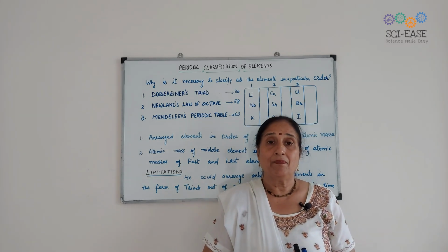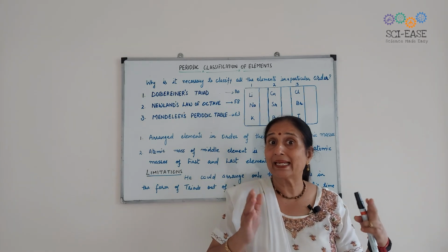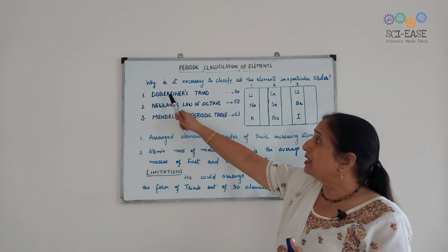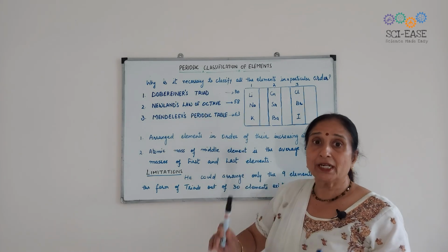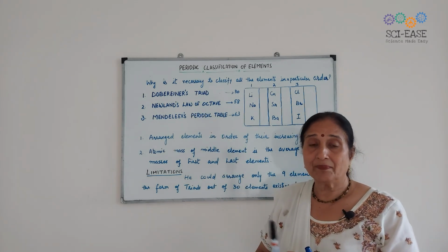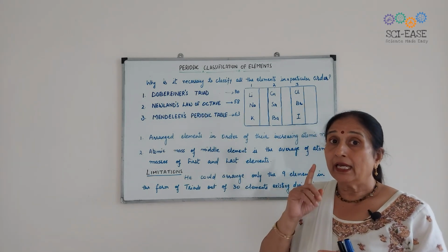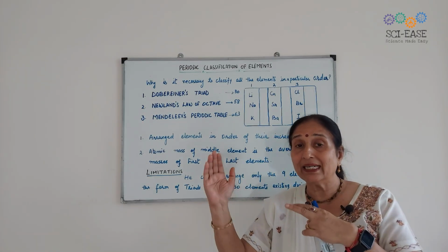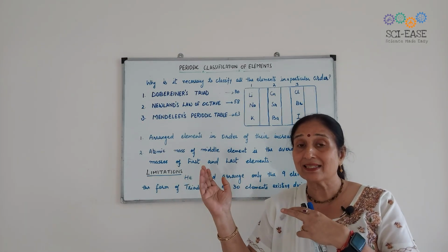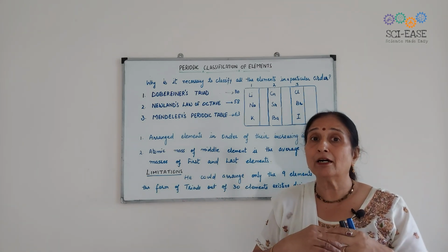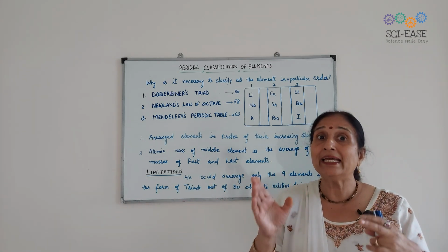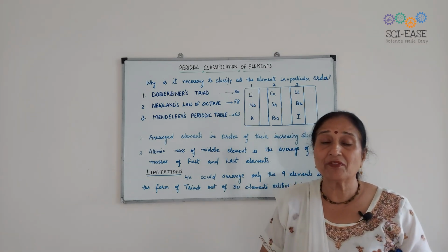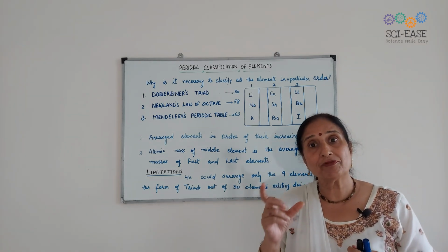In the 18th century, in 1817, there was a German chemist named Dobereiner. Out of these 30 elements, he arranged 9 elements in the form of triads. What do you mean by triad? Triad means a group of 3.